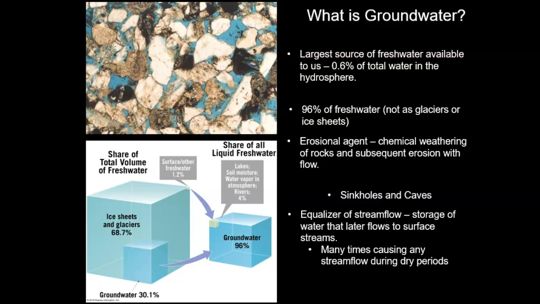So much of the water that flows in rivers is actually not direct runoff from rain or from snowmelt.